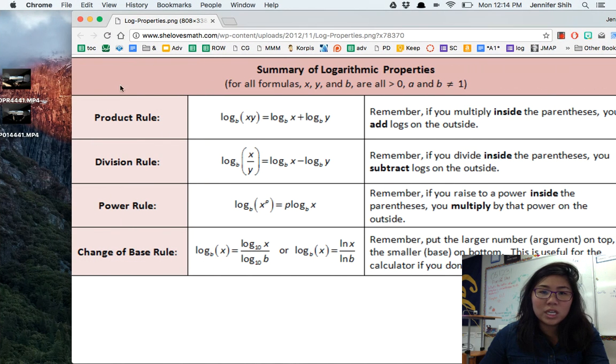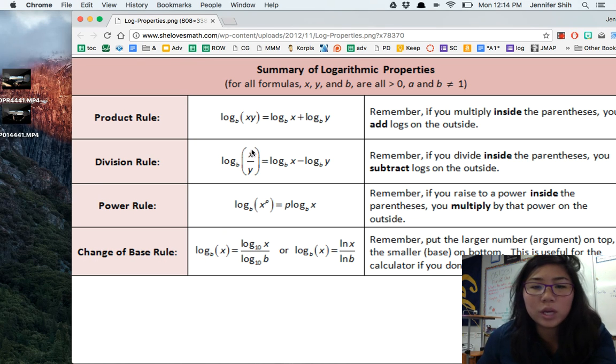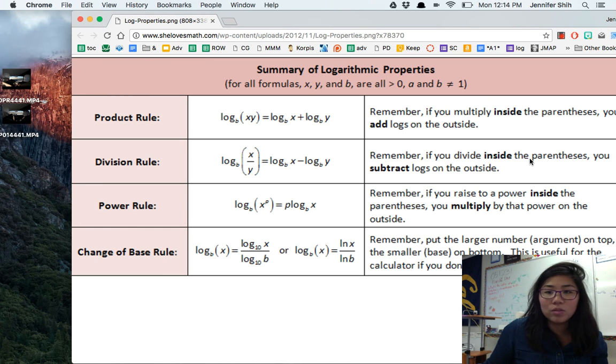So if we move to here, we have these log properties. If the argument is being multiplied, then you can break them up into 2 terms, each with log of the same base. This works with ln as well. Even though this says log, you can also do this with natural log. The division rule is, remember, if you divide inside the parentheses, you can subtract logs on the outside. So if you want to pause this video so you can write this down to remember it, that's fine.